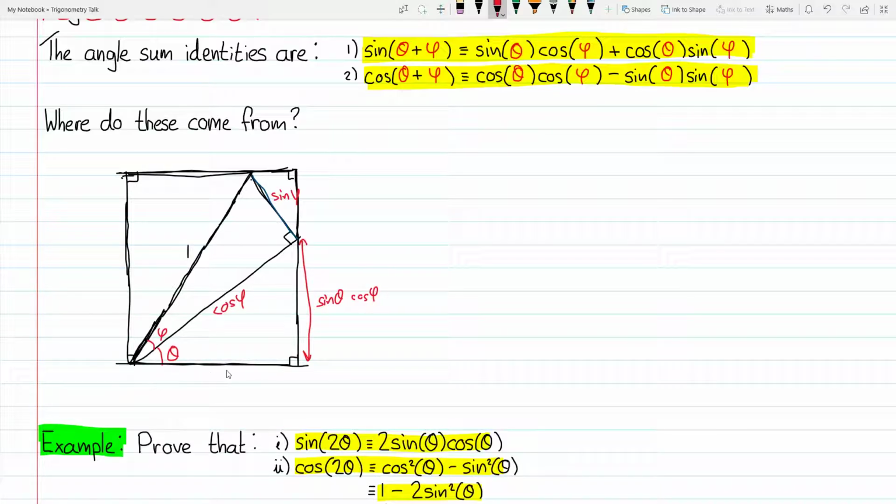And what about this length here? This length is going to be the cosine of theta times the cosine of phi. Does that make sense? Because it's going to be the cosine of the angle times the hypotenuse. So we got what these two lengths are. Well, now what do we do? Well, we want to find this side. Well, we know that that length is sine. Well, what is this?